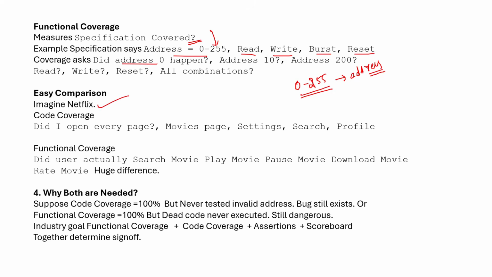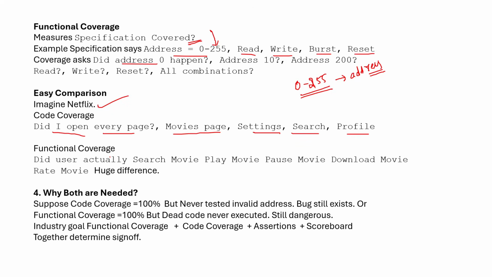Okay, so then just take this example. Say you are taking Netflix, imagine Netflix. For code coverage: did I open every page, the movie page, settings, search, profile, all these things? These are all related to the design. That means each and every page we have covered or not, each and every setting we have set up or not, and then search and seeing your profile, whether your profile is verified or not. All these things are related to code coverage.